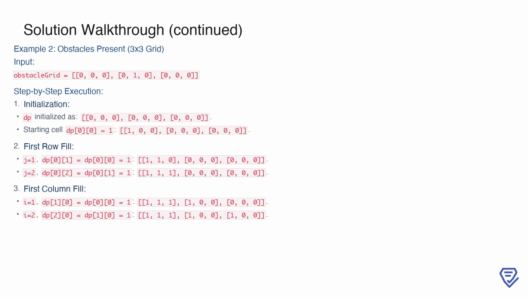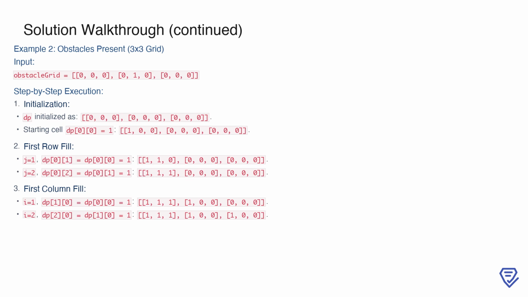In this example, we introduce obstacles. Here, we have a 3x3 grid where there is an obstacle at cell [1][1]. We initialize the DP table as before, setting DP[0][0] to 1. The first row is filled by propagating the value from the left, provided there's no obstacle.